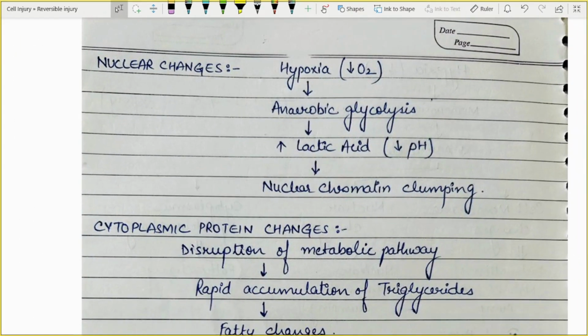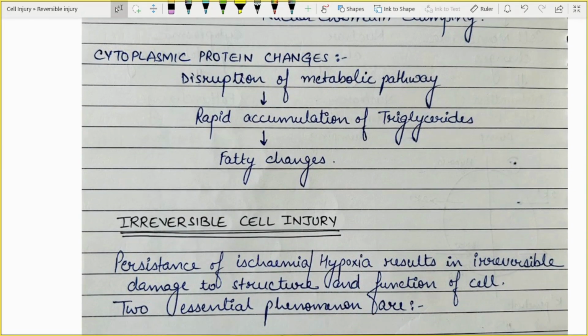Since we know hypoxia occurs, decrease in ATP formation occurs, and decrease in ATP will lead to anaerobic glycolysis in the cell. Anaerobic glycolysis will lead to increased formation of lactic acid, and this lactic acid accumulation will decrease the pH of the cell and will lead to the nuclear chromatin clumping. And how do the cytoplasmic changes occur? In the cytoplasm, the metabolic pathway will undergo disruption, and there will be rapid accumulation of the triglycerides, and triglyceride accumulation will lead to the fatty changes.